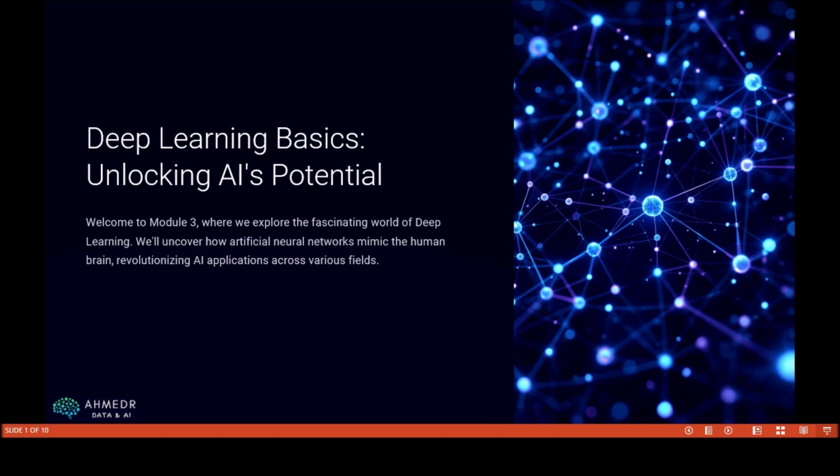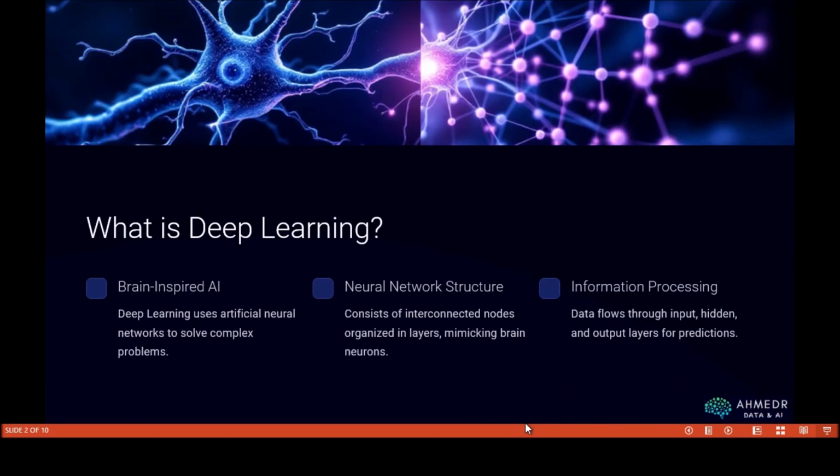And this session will explore deep learning, which is one of the most powerful techniques in artificial intelligence today. But what exactly is deep learning, and why has it become such a game changer in AI? Simply, deep learning is a subset of machine learning. It uses artificial neural networks to solve complex problems, much like how the human brain processes information.